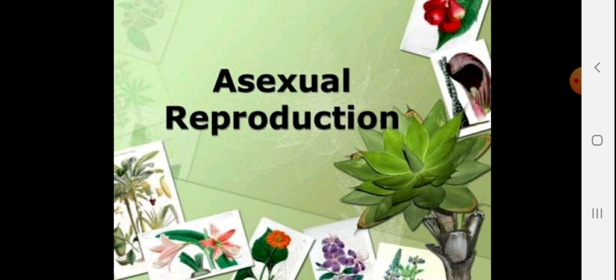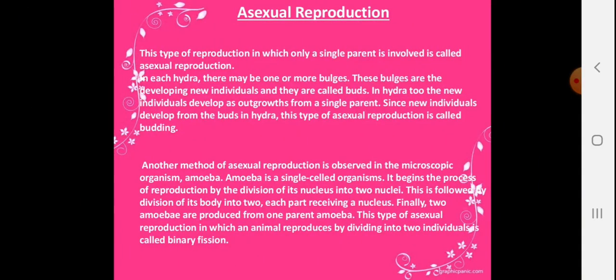What is asexual reproduction? Asexual reproduction does not require any sex cells or gametes. It only requires one parent. So here there is no gender bifurcation like male and female. Only one parent is involved and responsible for the reproduction. This type of reproduction in which only a single parent is involved is called asexual reproduction.